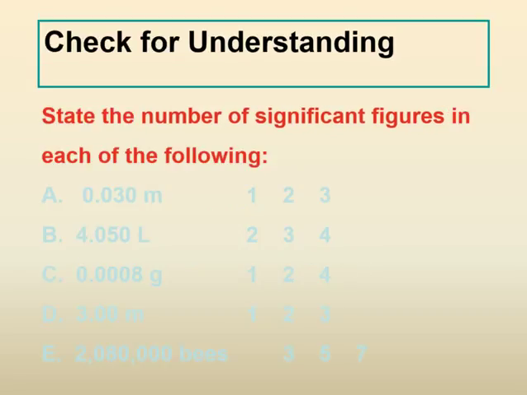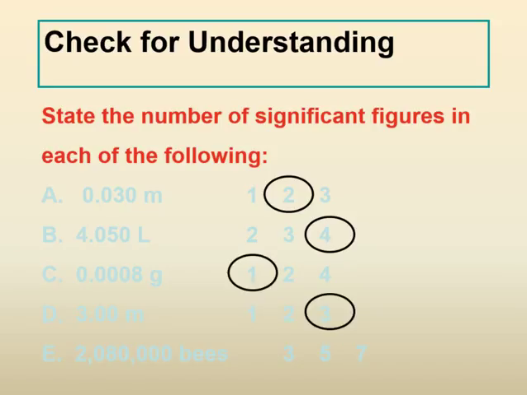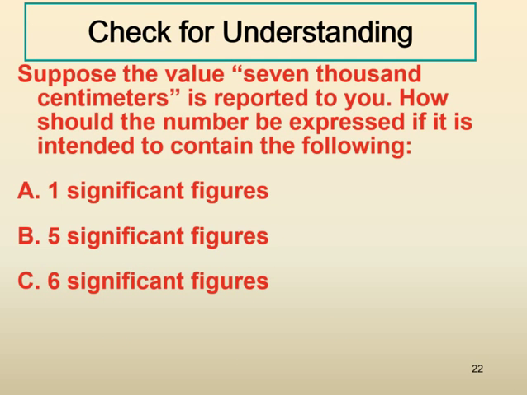Pause the video so you can have an opportunity to complete this check for understanding. A has 2 significant figures, B has 4 significant figures, C has 1 significant figure, D has 3 significant figures, and E has 3 significant figures. Take a moment to pause and generate an answer to this check for understanding.